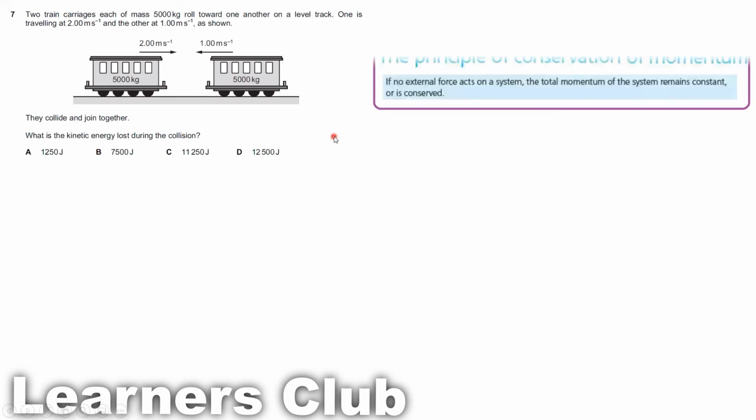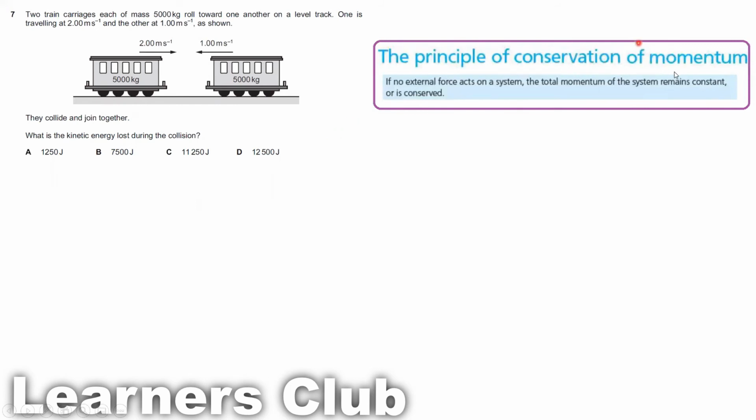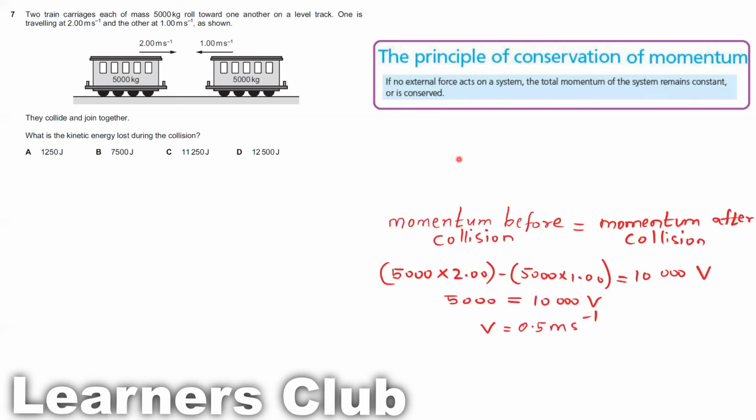So first, let's consider the principle of conservation of momentum. The principle of conservation of momentum states that if no external forces act on a system, the total momentum of the system remains constant or is conserved. Remains constant when no external forces act means the momentum before collision is equal to the momentum after collision. Now let's find the momentum before collision.